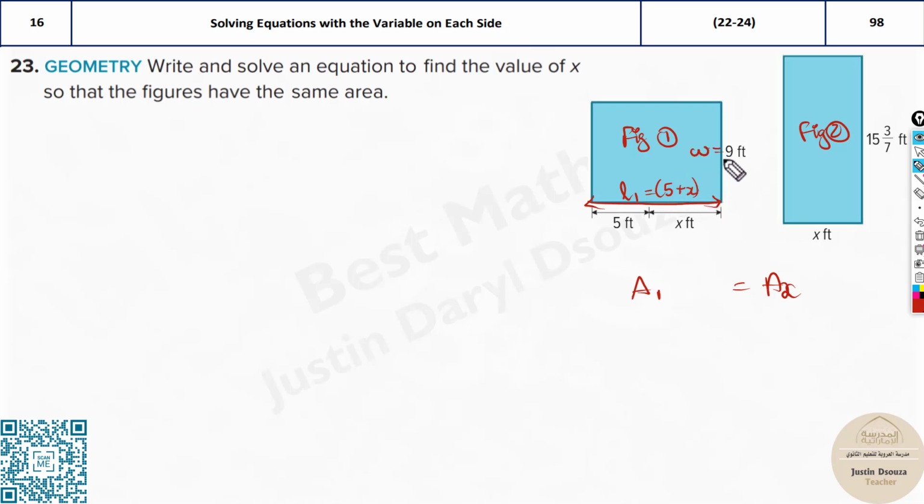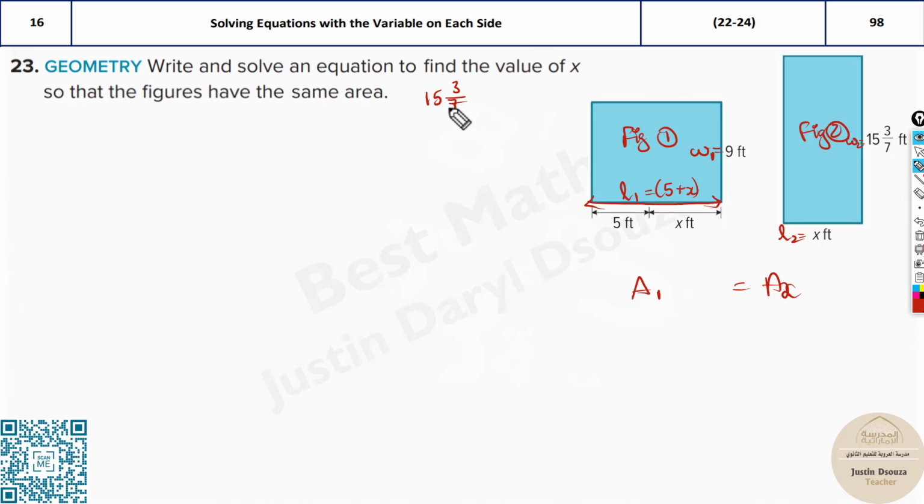And width over here is 9, but I'll take this as width 1 and length 1. Now what about L2? It's x, and W2 is an improper fraction, 15 3 by 7. So let us convert this to a proper fraction, 15 3 by 7. I'll do the manual method first, then I'll show you in the calculator.